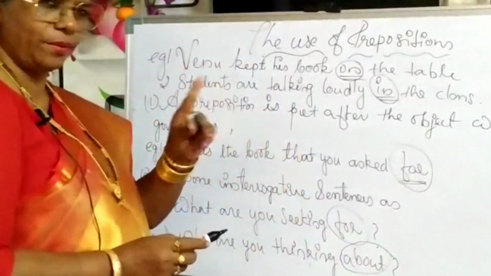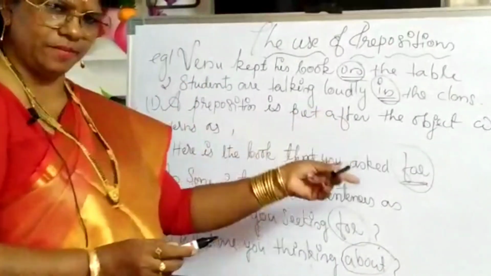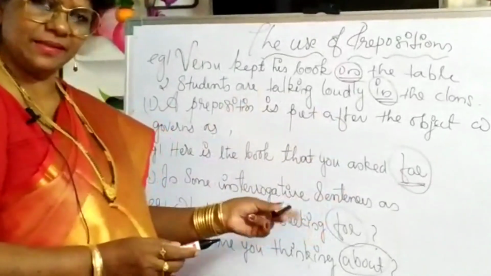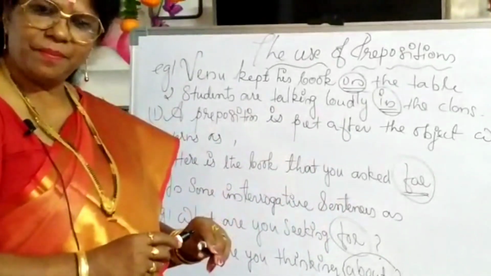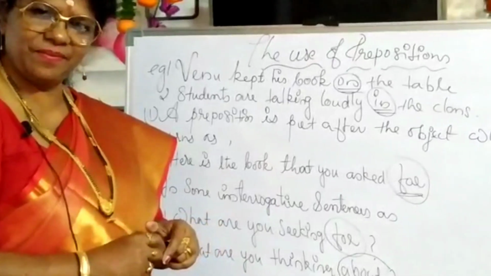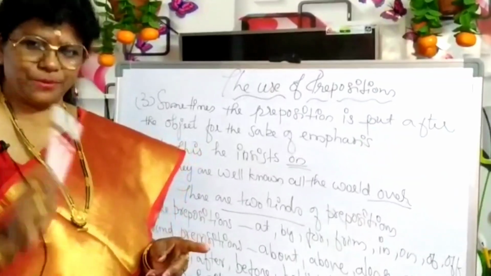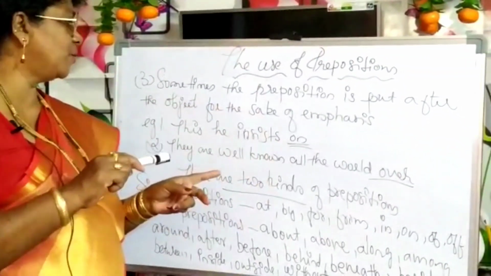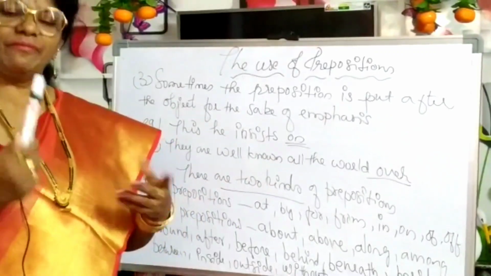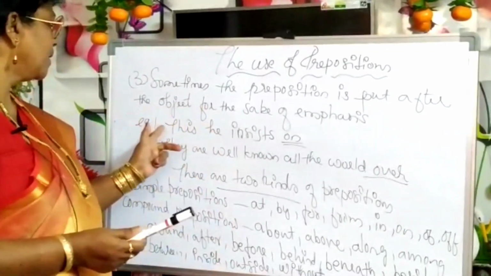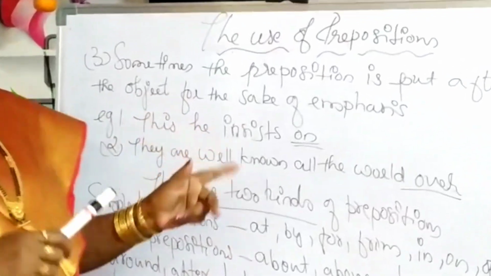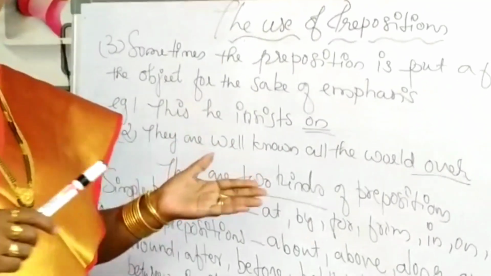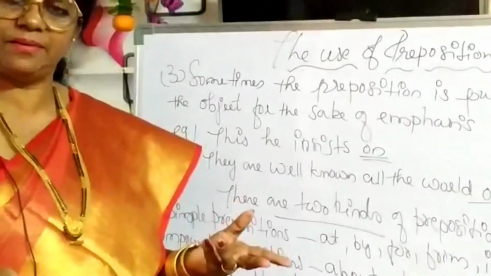So we learned two methods. One is after the object, which it governs, and the other is in interrogative sentences. Sometimes the preposition is put after the object for the sake of emphasis. Example: this he insists on. Then: they are well known all the world over. Just emphasizing and telling that.